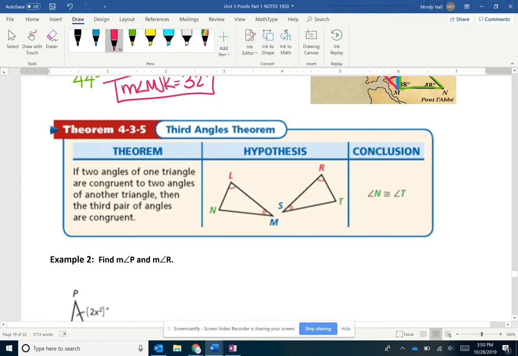Our next theorem is called the third angles theorem. It says that if two angles of one triangle are congruent to two angles of another triangle, the third pair of angles are congruent. If you look at these, we have angle L congruent to angle R, and angle M congruent to angle S. With that, we can automatically say that angle N is congruent to angle T.